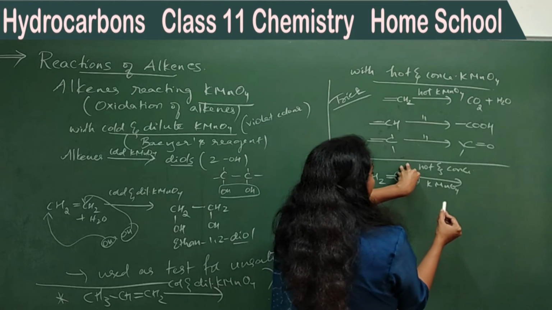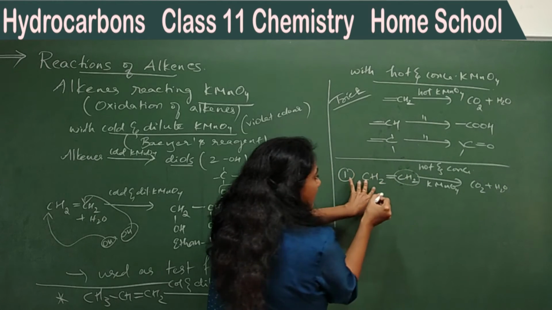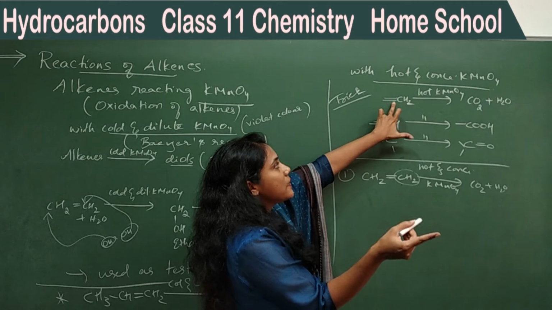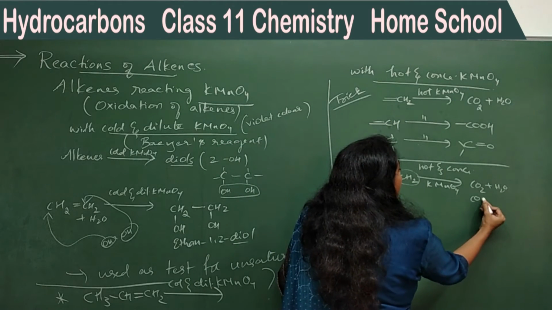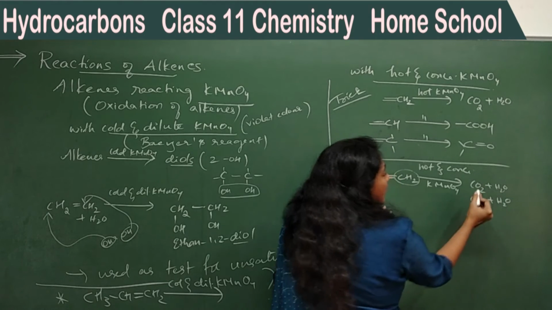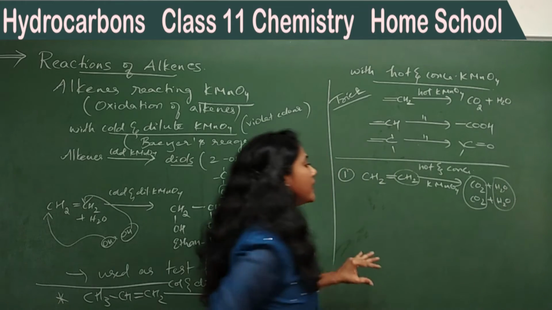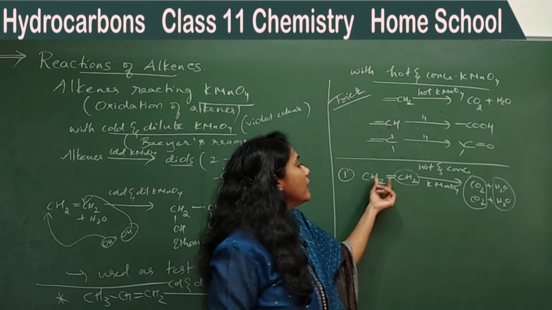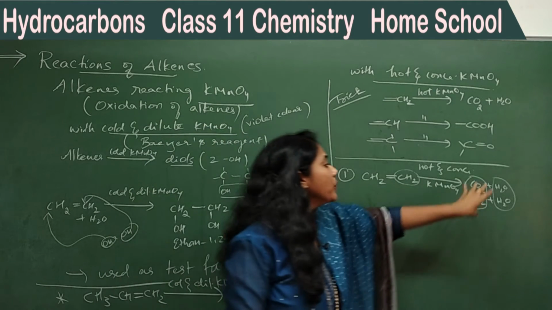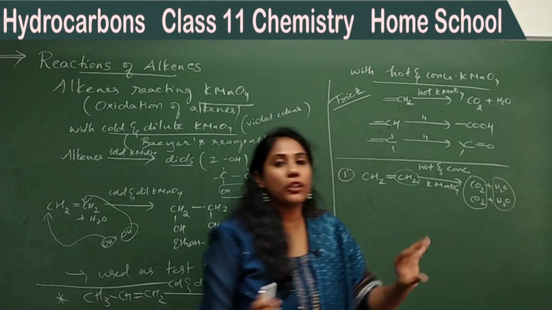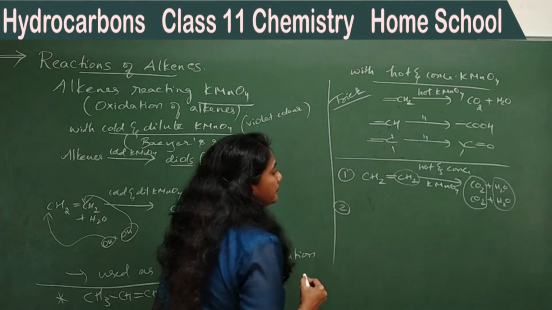So one piece gets converted into CO2 plus H2O. The other one is also CH2 with a double bond, this pattern, right? So this also gets converted into CO2 plus H2O. So altogether you will get 2 molecules of CO2 and 2 molecules of water. So when ethene undergoes reaction with hot and concentrated KMnO₄, you get 2 molecules of CO2 and 2 molecules of water. Right? So let me go for the second example.